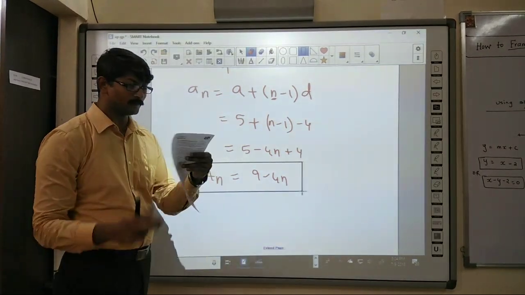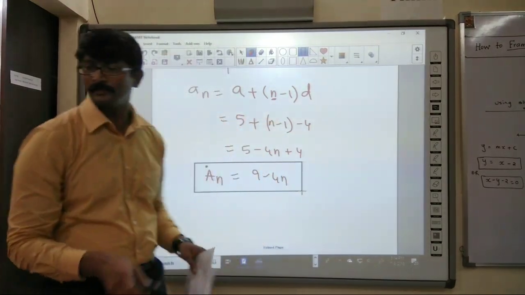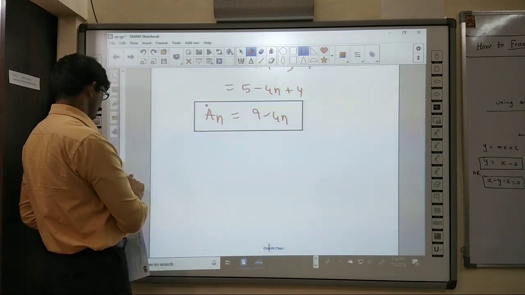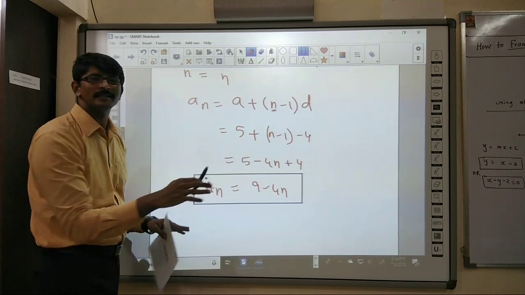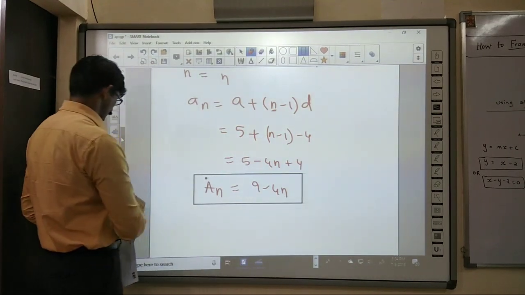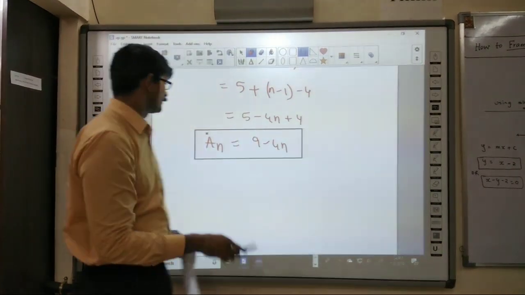How to find the nth term, and we also have to find the 20th term of this. So how to find the 20th term? It's very simple. You can use this formula again for n equals 20, or else the fastest way could be to just substitute 20 over here. You can do either of the methods, you're going to get the right answer.